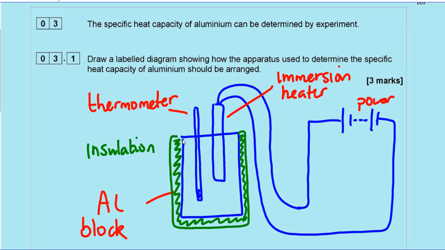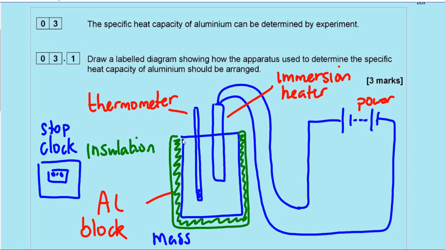Now in order to calculate the specific heat capacity, I'm going to need to measure the temperature rise. I'm going to need to do that over a period of time. So one way in which I could measure the time is to have a stop clock, although that's not particularly essential here. I'm going to need to know the mass of my aluminium block, so I could draw a balance for measuring the mass. But that's not critical either. We can write about that in a method we're going to do later on.